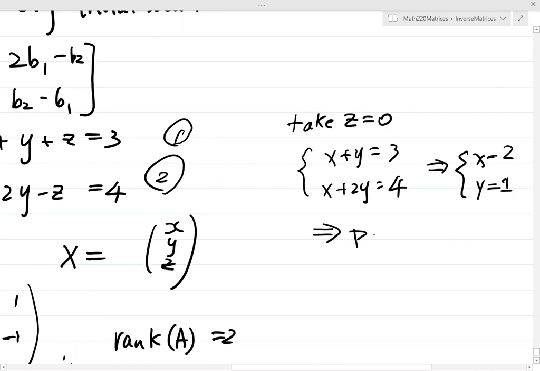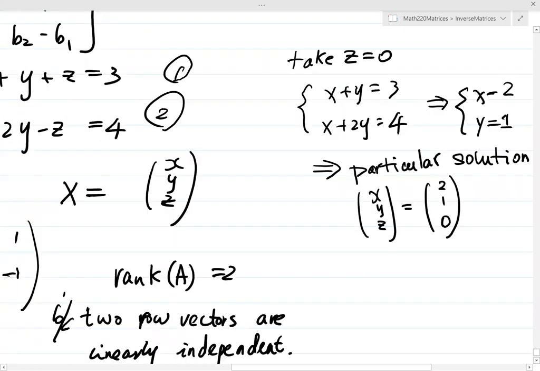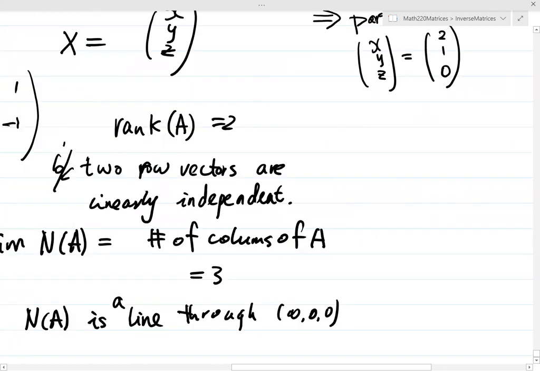Okay, a particular solution. Here x, y, z is 2, 1, 0. Now we have found a particular solution. Now we need to find the null space of A. The null space.